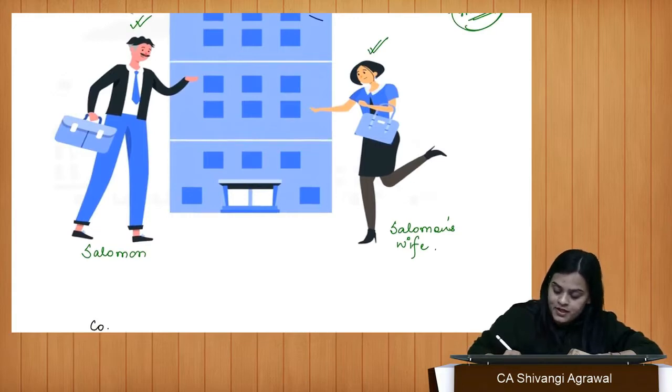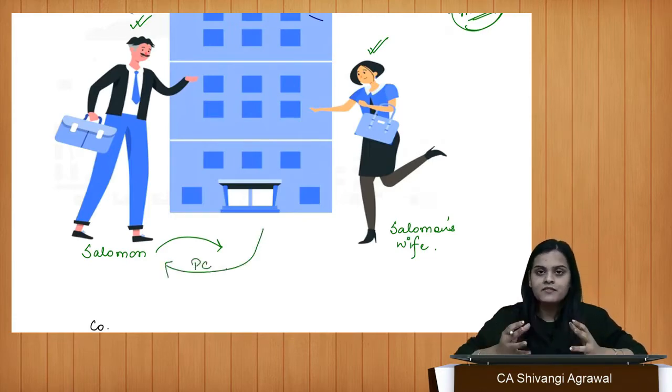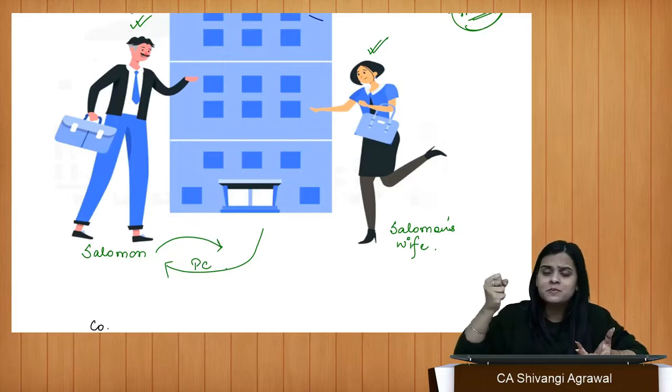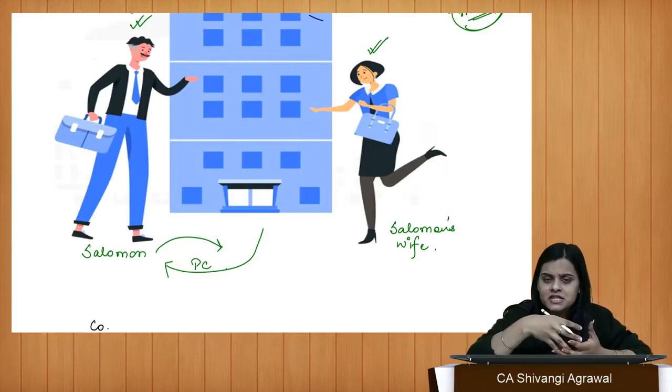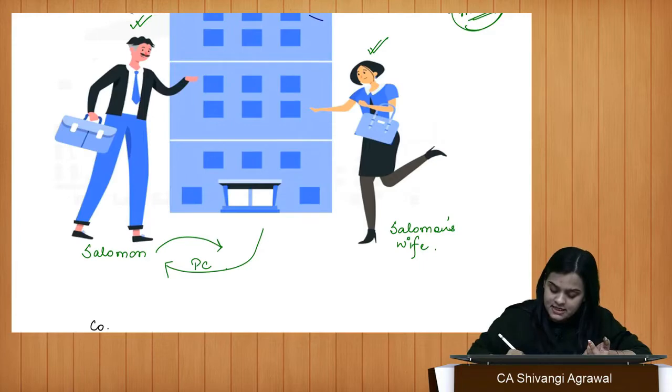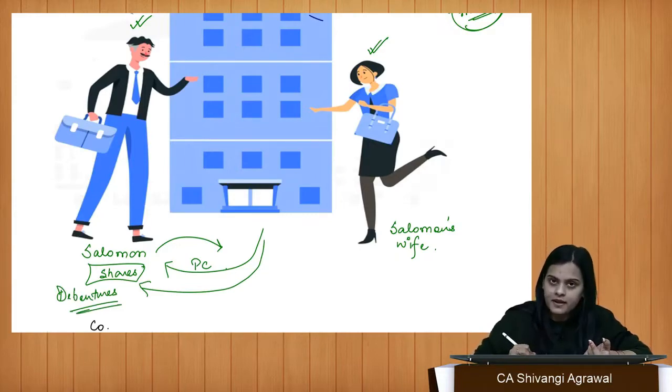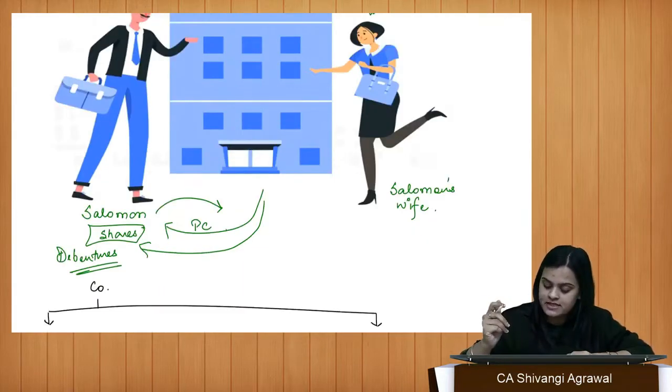When Salomon transferred his business to the company, the company paid him certain purchase consideration. You very well know about amalgamation and all that, right? So you know that whenever a business is acquired, we have to pay certain purchase consideration. So in the form of purchase consideration, he was given some shares and he was also given some debentures.